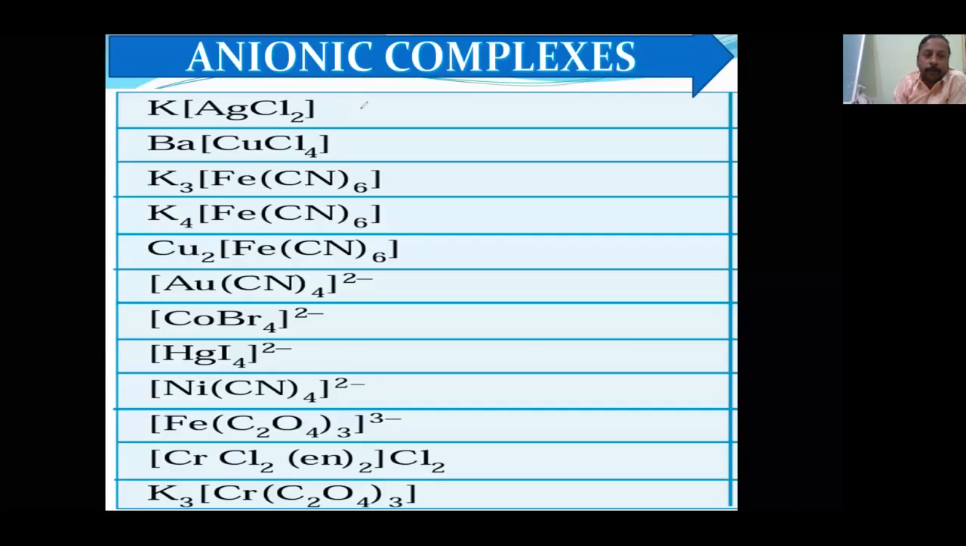First of all, the first rule says that the positive ion should be named first. What is the positive ion here? This one. So the name will be potassium. First the name will be potassium, and then the coordinate complex. Then what should you do?